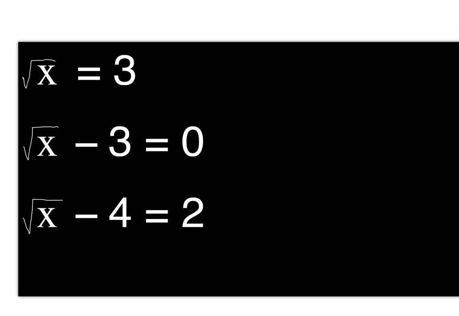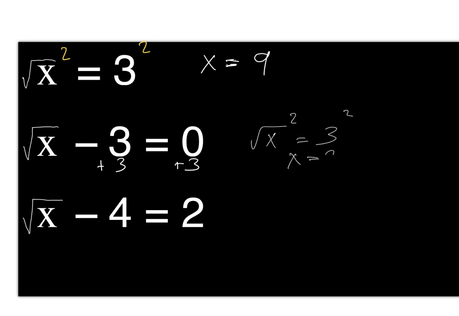Solving the square root of x. The inverse of square rooting is squaring, so x equals 9. Next one, we just have a minor step in the process. First, you have to get the square root by itself, so I have to add 3 to both sides. I'll then have square root of x equals 3, which we just did. Square both sides, x equals 9.